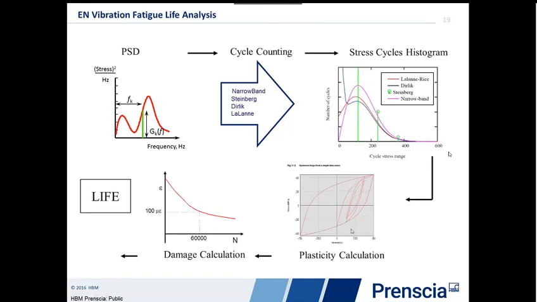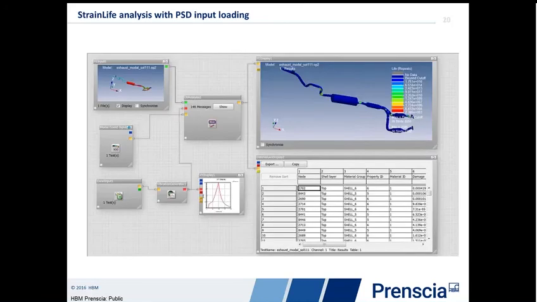So we're going in and basically doing the plasticity on the histogram, and we're taking the two extremes and giving you an average life from that. So that's the implementation inside of StrainLife. And from a process point of view, the only difference between running StrainLife in the time domain and running it in the frequency domain is the load provider.